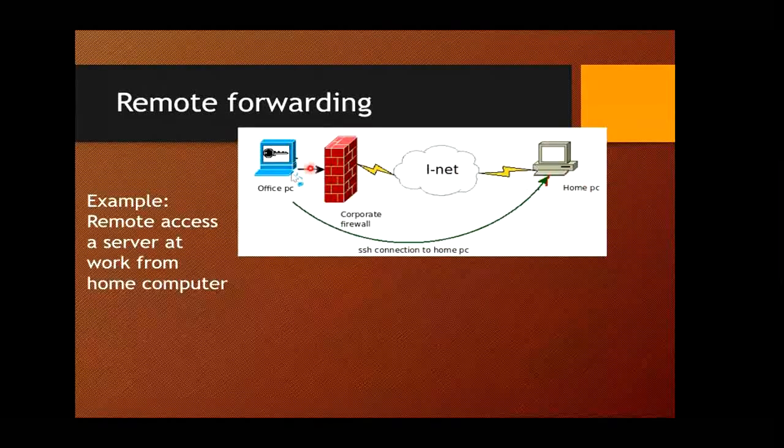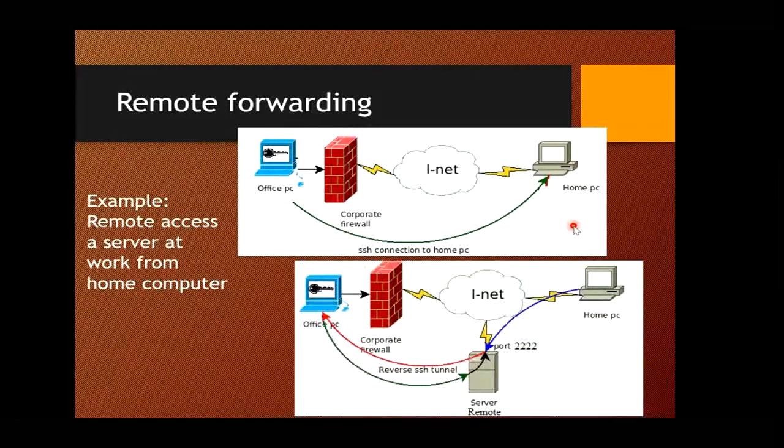From the work computer, first we will set up an SSH connection to the home computer. Now this firewall will allow this because it is a protected outgoing connection. It's an SSH connection, right? So it's a protected outgoing connection, so the firewall will allow this.